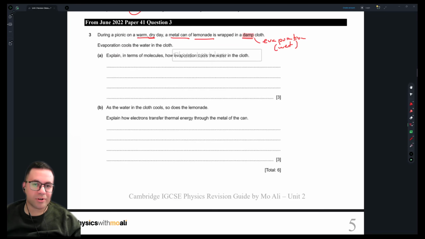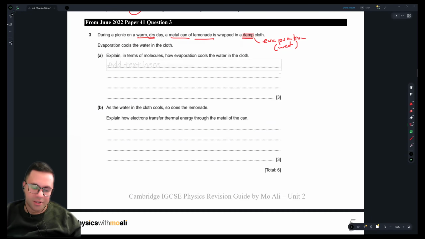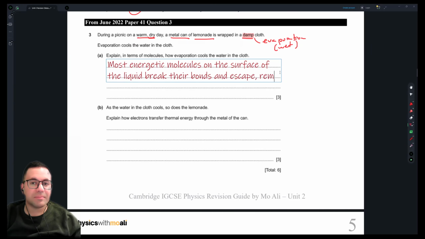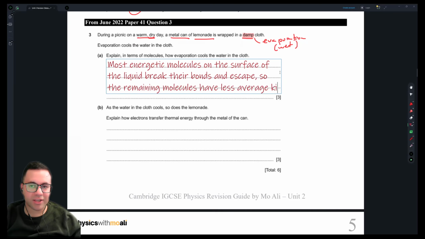Explain how evaporation cools the water in the cloth. Explain in terms of molecules how evaporation cools the water in the cloth. So let's discuss this in detail. The most energetic molecules on the surface of the liquid break their bonds and escape. So the remaining molecules have less average kinetic energy, cooling the water in the cloth.